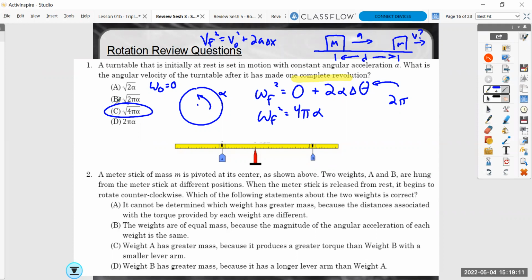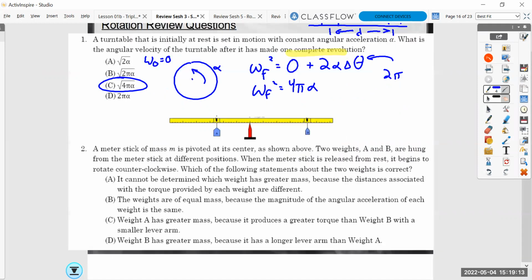So again, kinematics equations come in a lot of different forms, and you can use all of them in rotational kinematics. Here we've got a different question. We've got a meter stick pivoted at its center, so the meter stick on its own would balance. We have 2 weights hanging at different positions, and when the meter stick is released from rest, it begins to rotate counterclockwise.